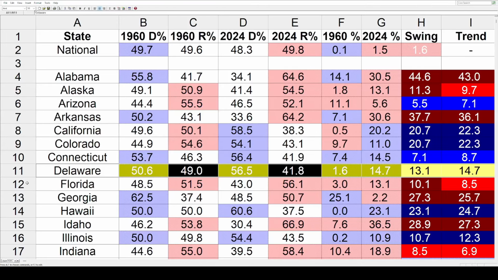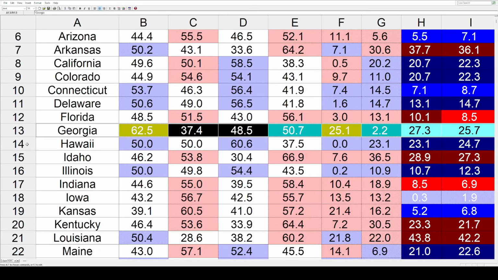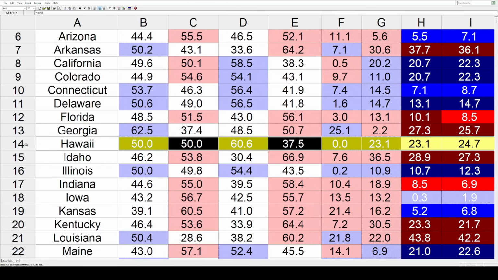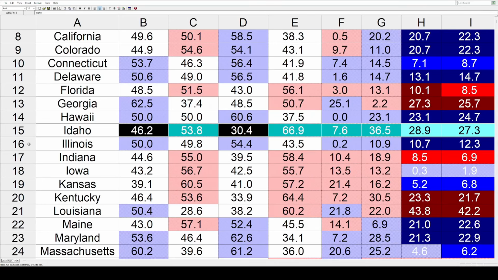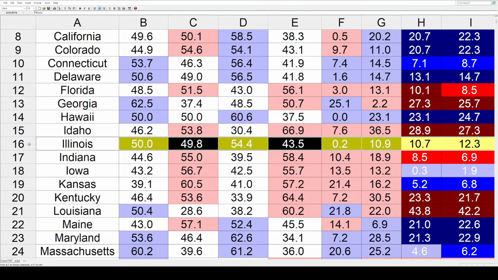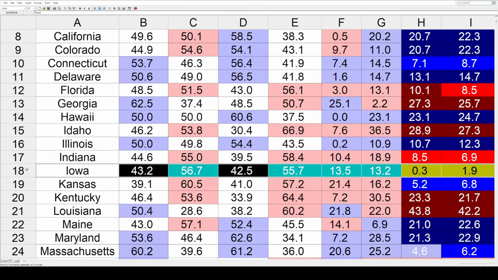Delaware at 14.7. Florida was redder by 8.5. Georgia, a lot redder at 25.7. Hawaii, almost the same in the other direction at 24.7. Idaho, even more than that, again in the opposite direction at 27.3. Illinois was bluer at 12.3. Indiana, redder at 6.9. Iowa is tied for the smallest trend out of all the states, just 1.9% toward the Dems.